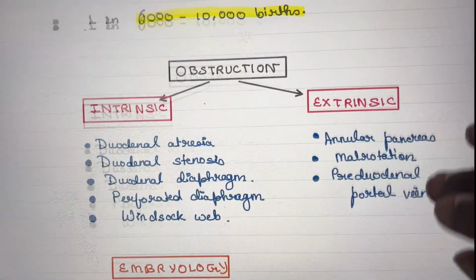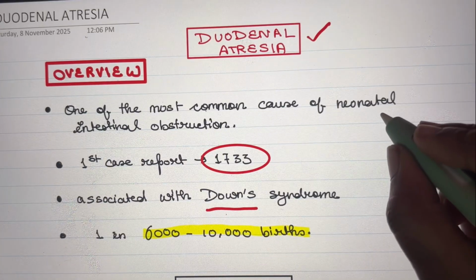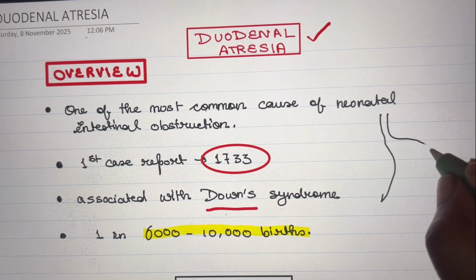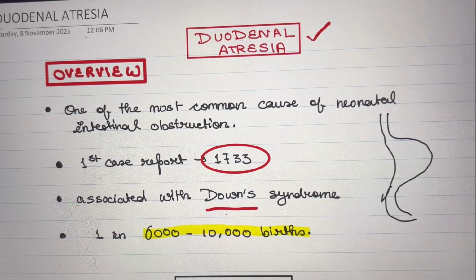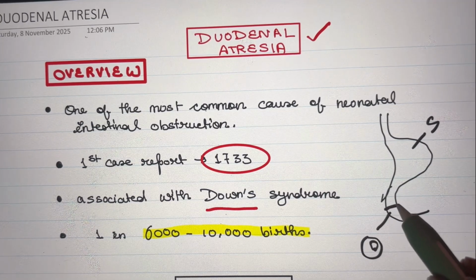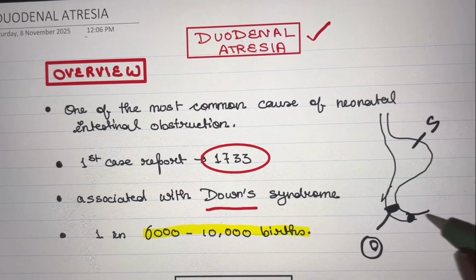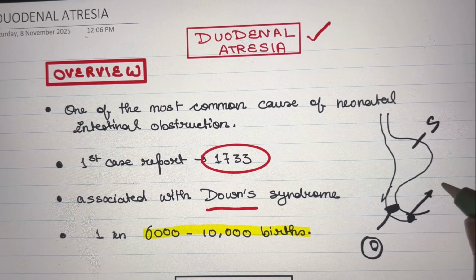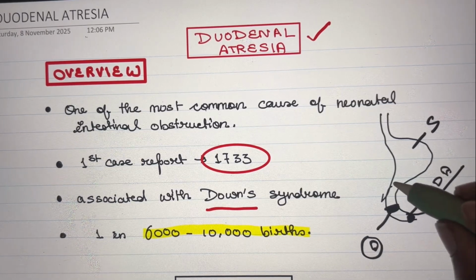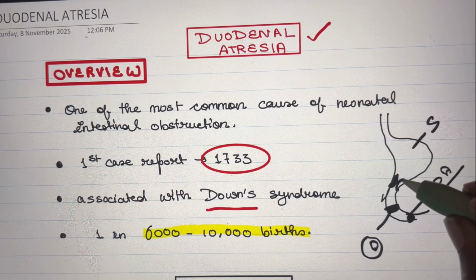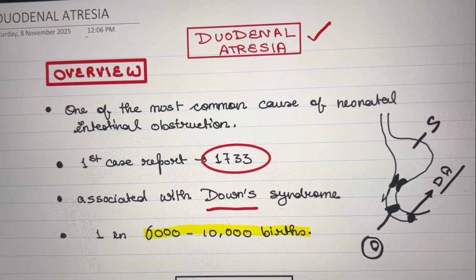Now, obstruction. Duodenal atresia means we have the esophagus, then the stomach, then the duodenum. When there is obstruction in the duodenum, either in the first part or second part or anywhere in the duodenum, then we call this condition duodenal atresia. And when there is obstruction in the pylorus, then we call it infantile hypertrophic pyloric stenosis. So know the difference, just basic things.